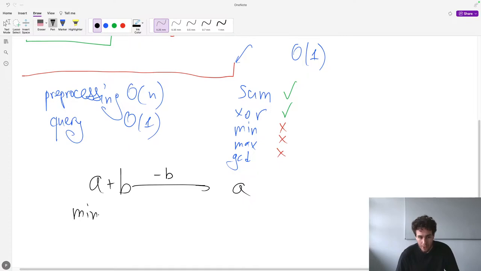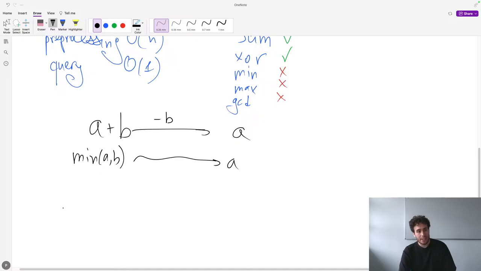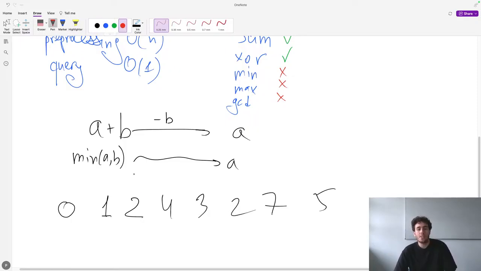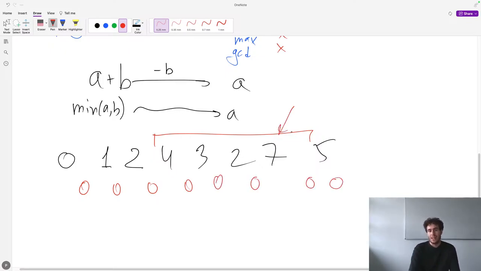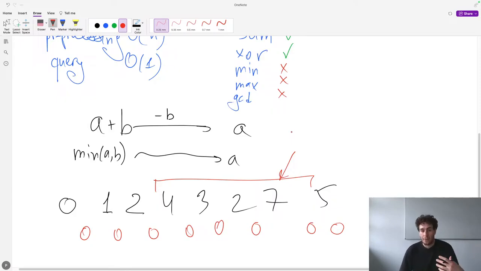But if you have minimum of A and B, and then I want to go back to A, there's no way of going there. Because if B was smaller, I lost information about A completely. So specifically, consider the following array where we have 0 in the first position, and then regardless of what numbers we have here, 3, 2, 7, 5, we want minimum on this segment, but all our prefix minima will be 0, right? So there is no information about this segment stored in prefix minima. The same goes for maximum, GCD, and many other operations that are not invertible.